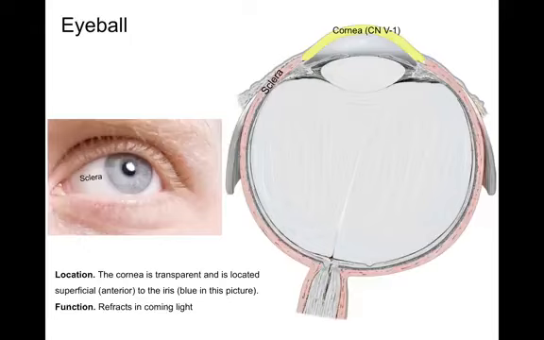The cornea is this transparent portion of the front of the sclera that's anterior to the iris, or that blue part of this picture in the eye.